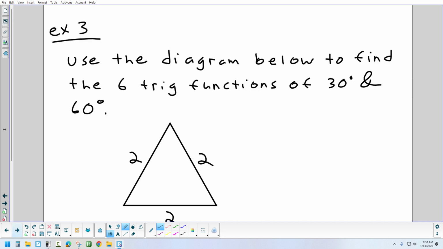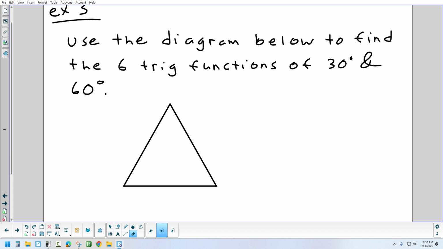All right. So to figure it out for 30 and 60, my hint would be to start with a triangle like that. What kind of triangle does that look like? An equilateral. What do we know about an equilateral? All 3 sides are equal in length. So we could label these sides whatever we want, but they all have to be the same number. And I would suggest labeling them all 2. We'll see why in a second.